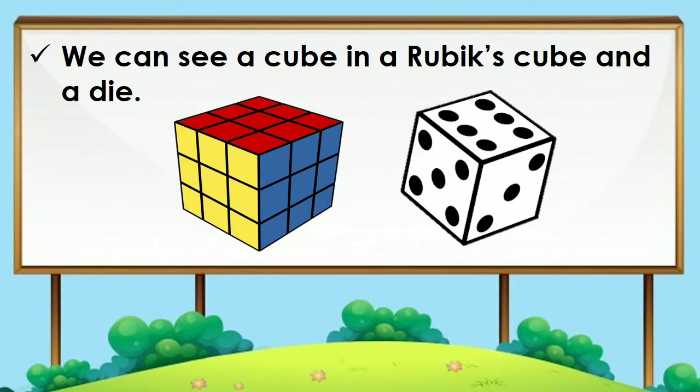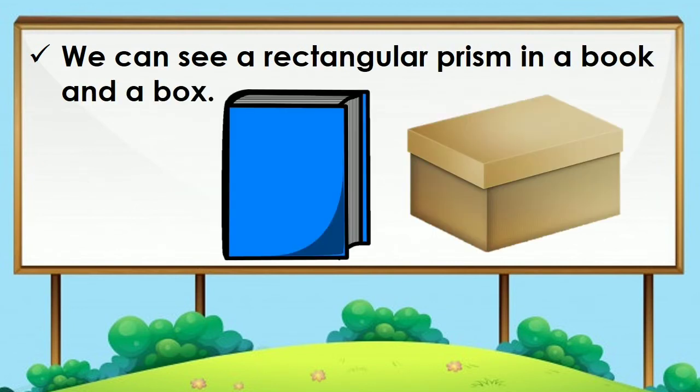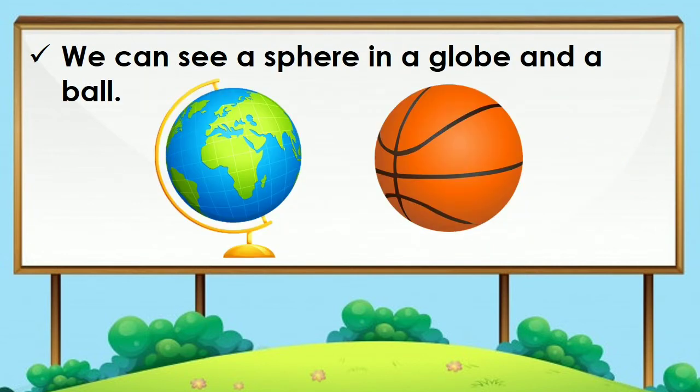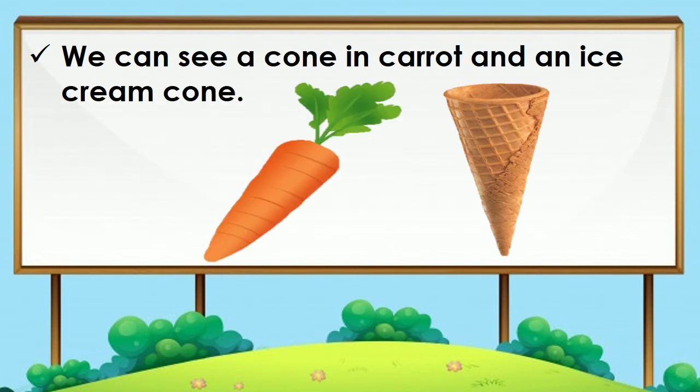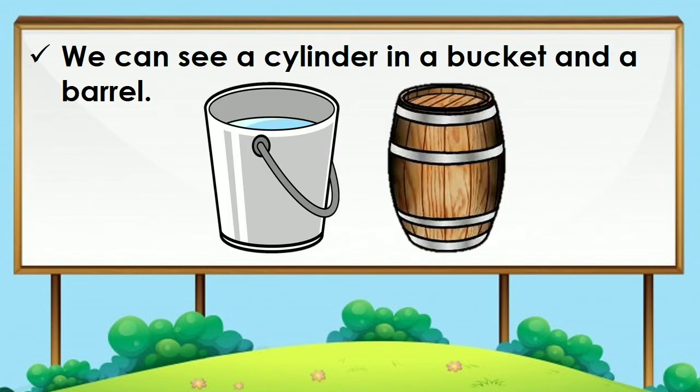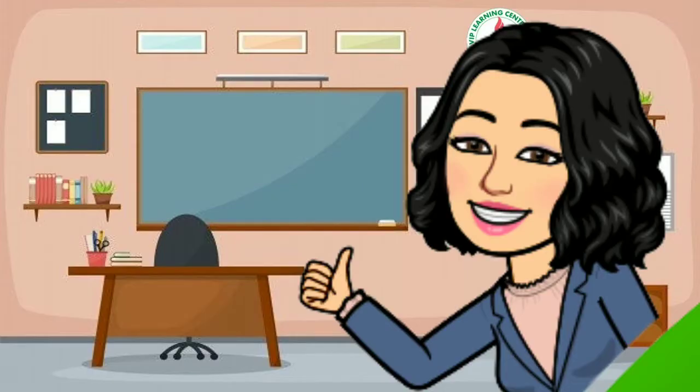We can see a cube in a Rubik's Cube and a die, a rectangular prism in a book and a box, a sphere in a globe and a ball, a cone in a carrot and an ice cream cone, and a cylinder in a bucket and a barrel around us. Do you understand, children? Yes, teacher! That's good to hear, children.